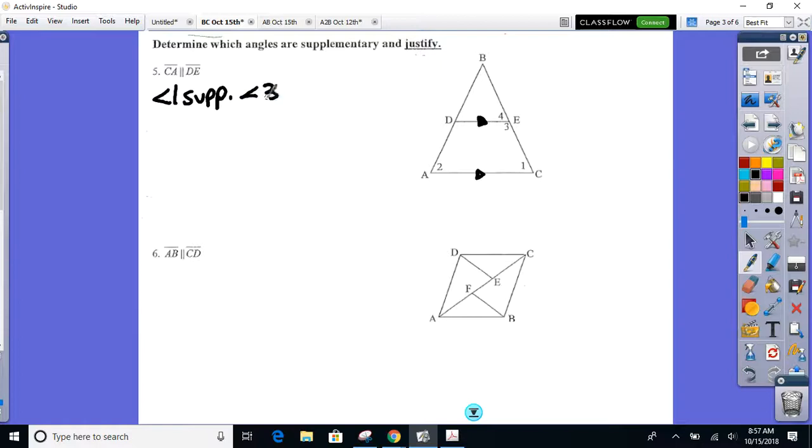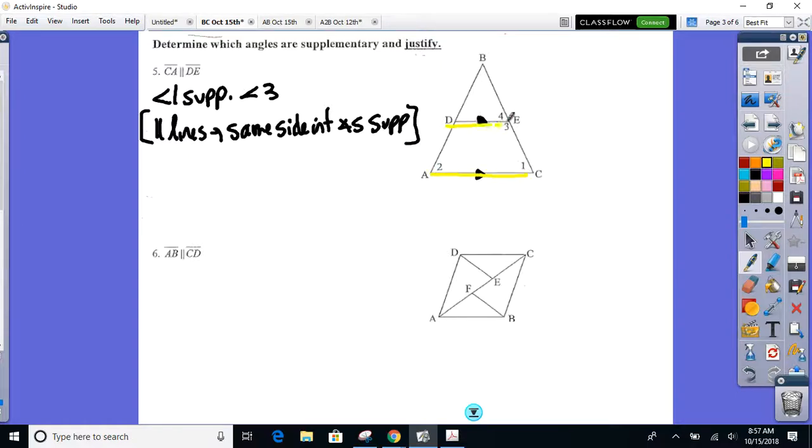Why there, Meg? Because same side interior angles when parallel lines imply same side interior angles are supplementary. There you go. Okay, she just gave us 1 and 3, a pair of same side interior. Do we see them? Everyone, you need to highlight the parallel lines cut by that transversal right there. They're inside 1 and 3, and they're on the same side of the transversal.